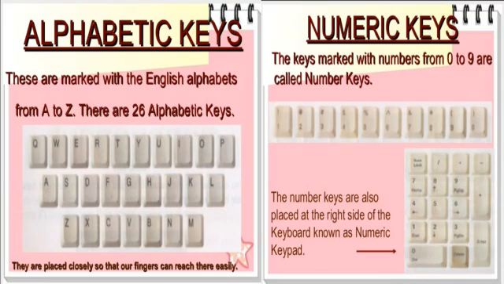Second, numeric keys. The keys marked with the numbers from 0 to 9 are called number keys. The number keys are also placed at the right side of the keyboard, known as the numeric keypad.